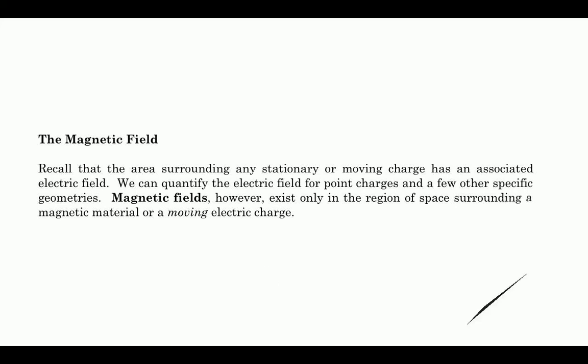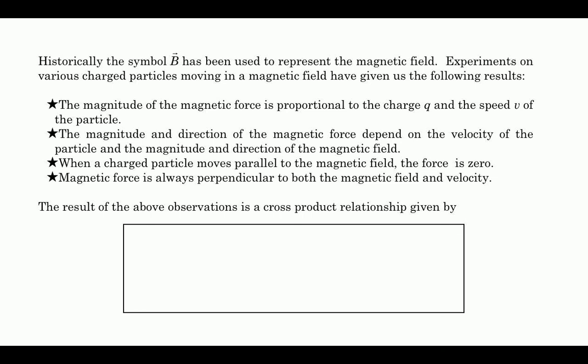So let's talk about this a little bit more. Historically, the symbol capital B has been used to represent the magnetic field. We've done some experiments on charged particles that are moving in a magnetic field, and we get a couple of the following results. When I have a charged particle like an electron or a proton moving through a magnetic field, there's a magnetic force that we find, and it's proportional to the charge that's moving and the speed that the particle's moving at.